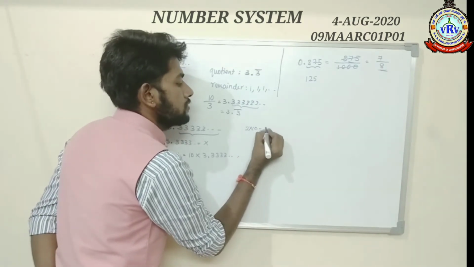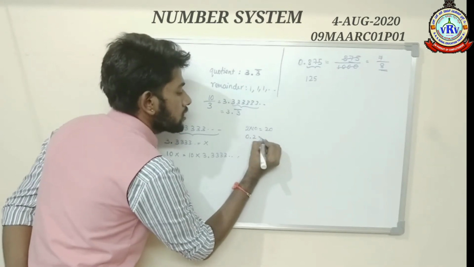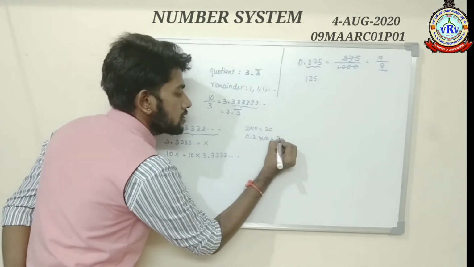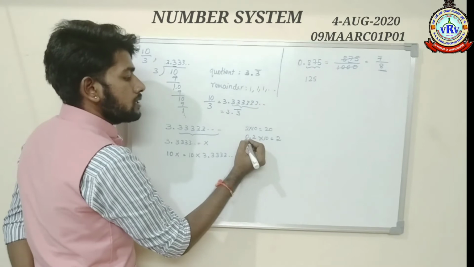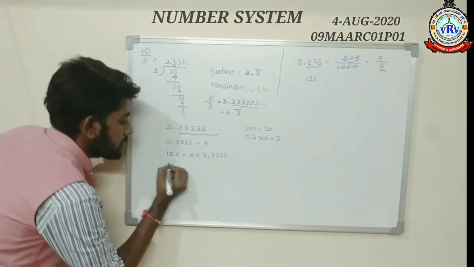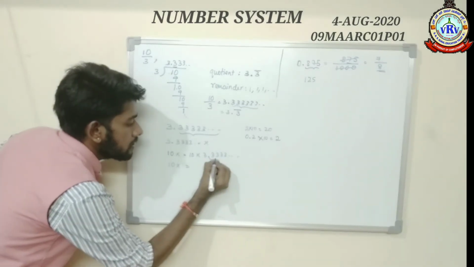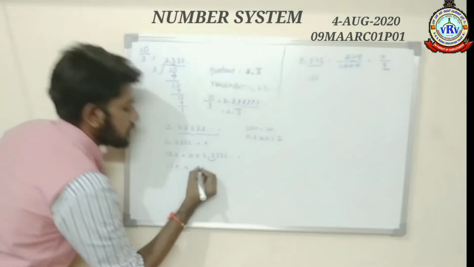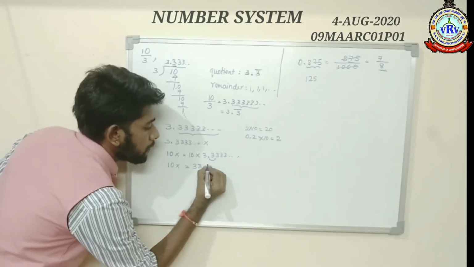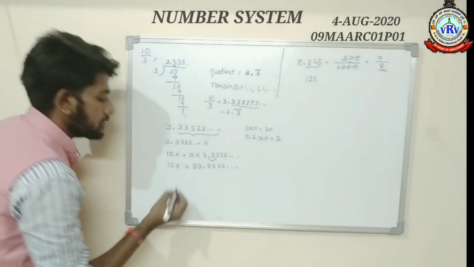What if you multiply 2 by 10? It will give 20, right? Or 0.2 times 10 will give us 2, right? One decimal point is shifting to the right side. Same way here also, 10x becomes, here one decimal point is shifted to the right side, then it becomes 33.3333 and so on, right?